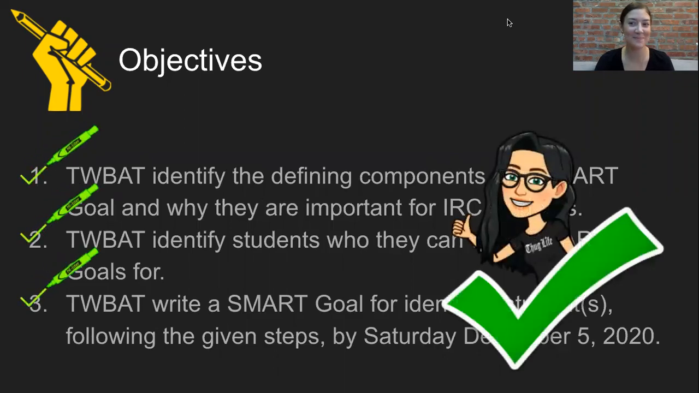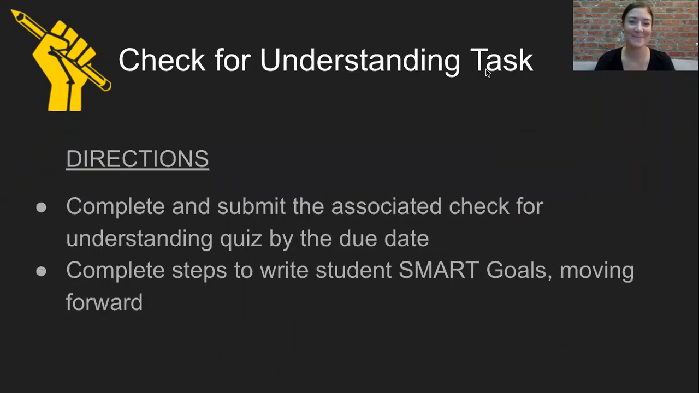Check. As a check for understanding, here are your directions. Complete and submit the associated check for understanding quiz found on the Youth Tutors Google Classroom by the due date posted. Your next steps are to complete the steps to write student SMART goals moving forward after having completed this module.